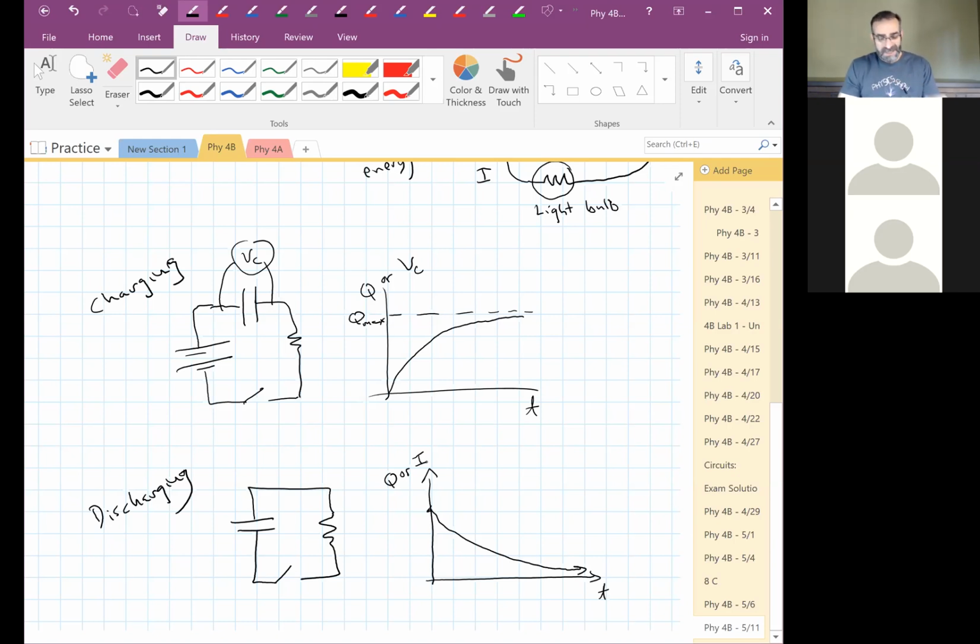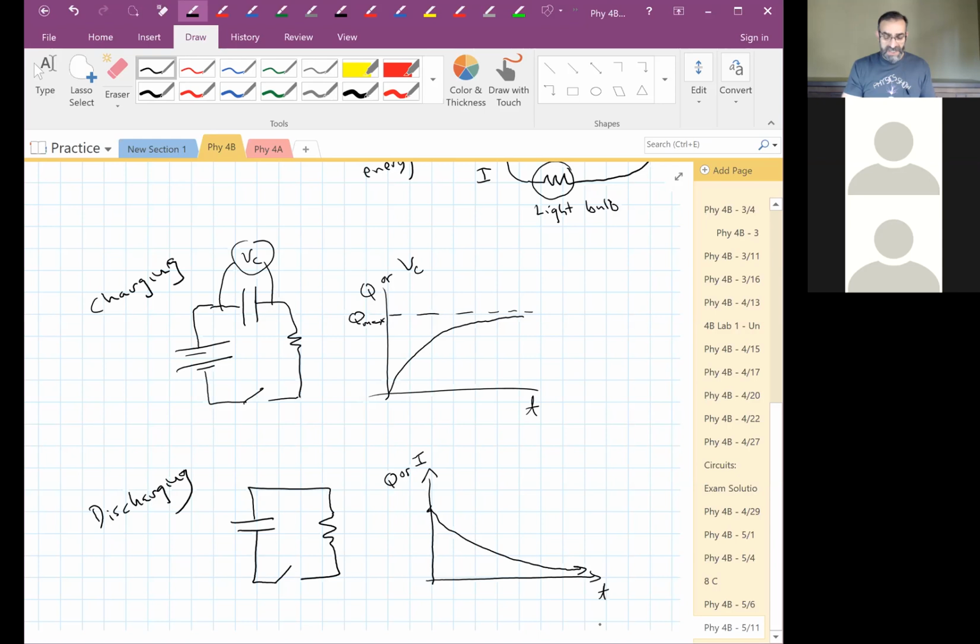What two things would it depend on? How fast this capacitor charges up and how fast it discharges? It depends on the capacitance. Yes, if the capacitance is big, it can store lots and lots of charge, right? So it would take longer to charge it up, and it would take longer for it to discharge. And what else does it depend on?